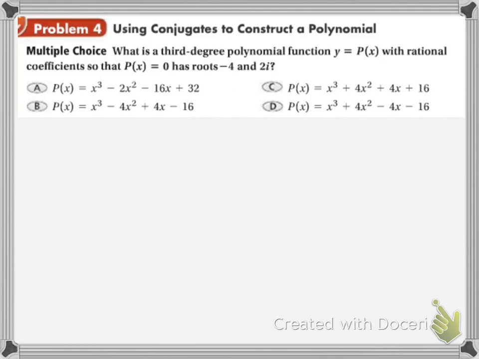So here, it's much like your test. They're going to give you the roots. They want you to construct the polynomial. So it's a third degree polynomial function y equals p of x, rational coefficients, so that p of x equals 0 has roots negative 4 and 2i.